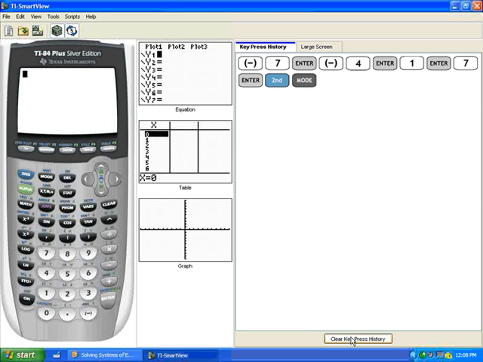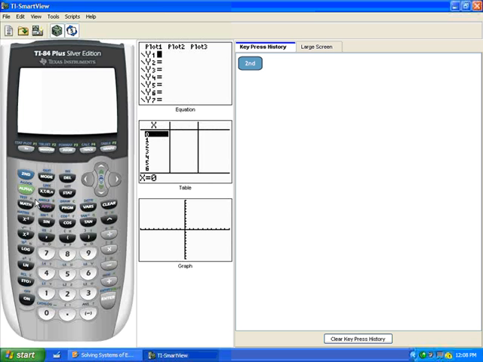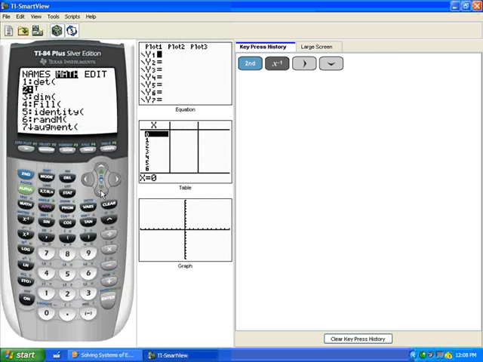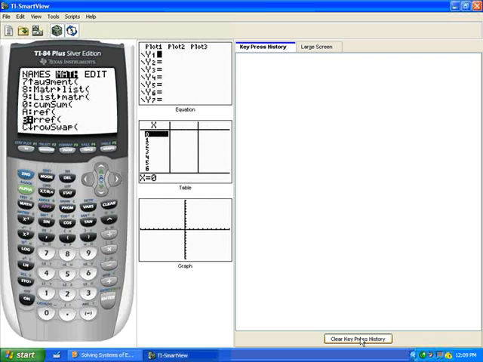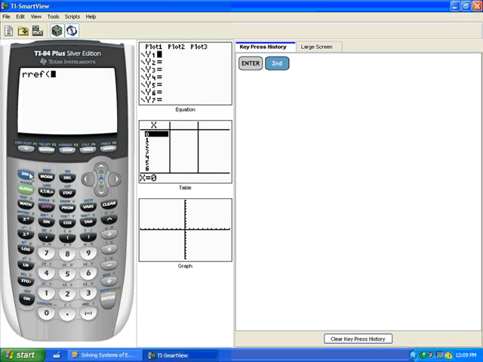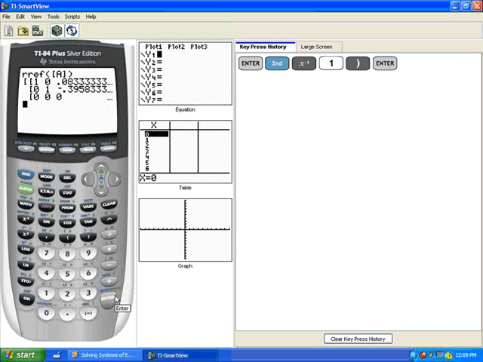All right, again, quit back to the home screen. Going to go second function, matrix, under math, go down until I find the reduced row echelon form, hit enter. And then second function, matrix, and under names, A is where I put it. Close the parentheses, and this time we see something a little bit different.